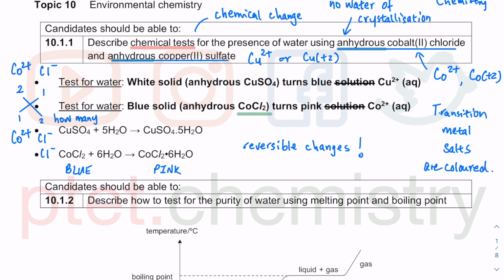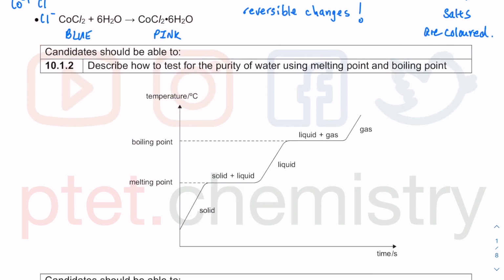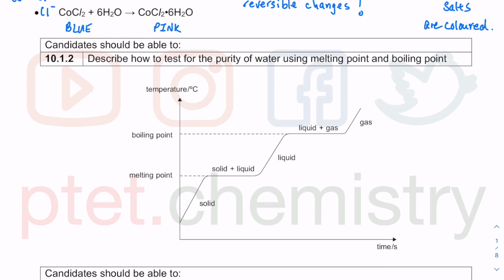This includes writing balanced equations there. The next bit of the syllabus basically asks you to describe how to test for the purity of water. So we know that pure substances will have fixed melting and boiling points, as stated in the experimental techniques topic. So we know that pure substances don't contain impurities.